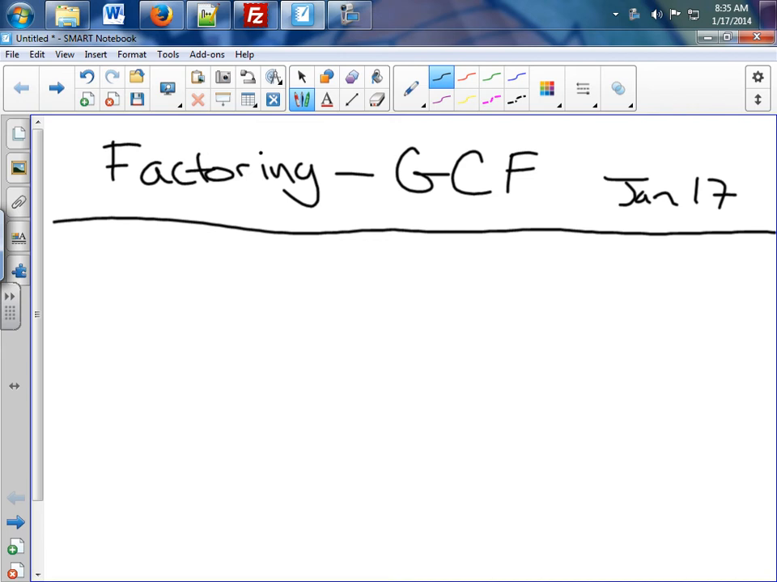All right, we're going to start factoring. What does GCF stand for? Greatest common factor. What does that mean? If I have a number 12 and I have a number 16, what's the greatest common factor to those two numbers?